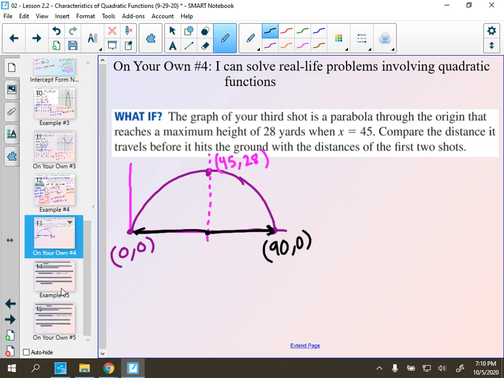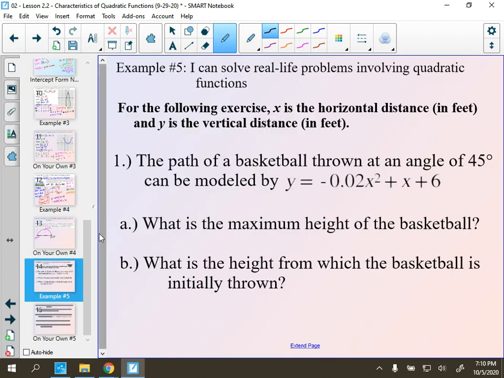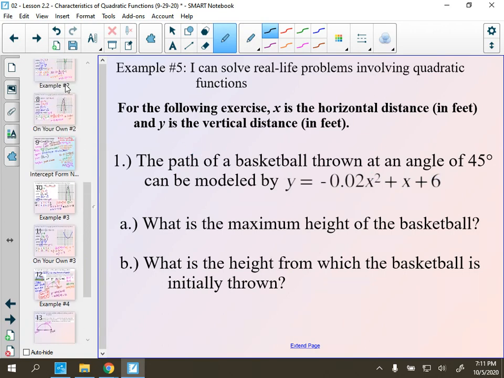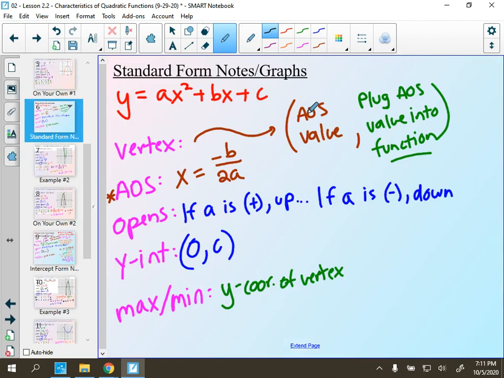All right, let's look at one more form, okay? Because basically a word problem could be presented in any form. In class, we must have done it on the whiteboard. So here we go. But right off the bat, I'm seeing that's not intercept form. That's standard form, right? ax squared plus bx plus c. So now if I'm stuck, I'm going to go back and reference those notes on standard form.